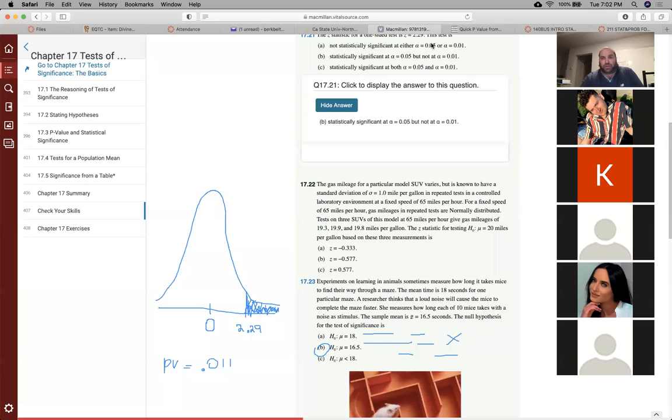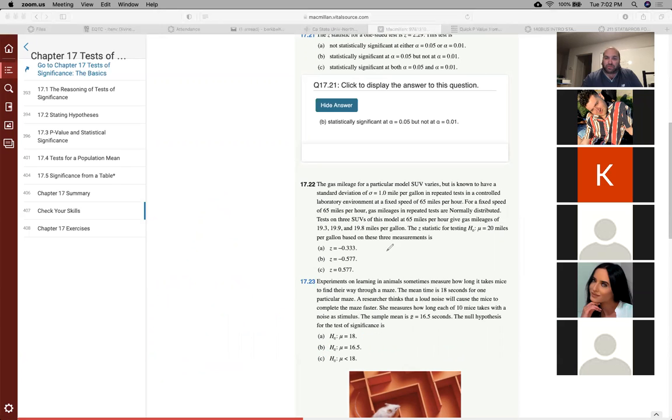Lesson number 17.22, because I think 17.22 is something that I might not have talked about. So go ahead and read 17.22.